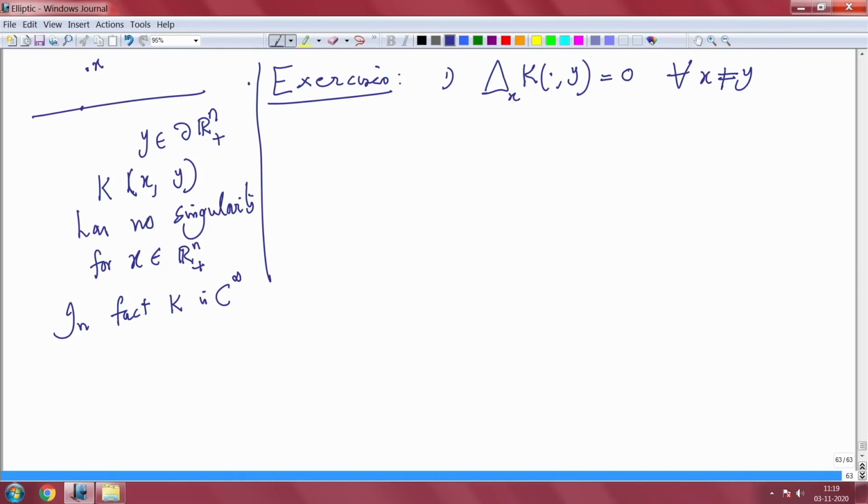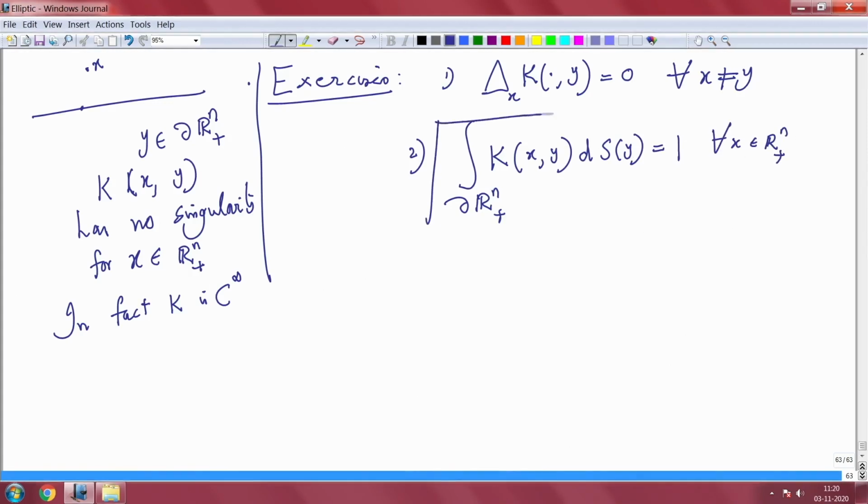Because k is coming exactly from the Green's function, and the Green's function is coming from the fundamental solution. The second thing which you may need to do some work on: if you integrate k(x, y) dS_y over the boundary of R^n plus, that is equal to 1 for all x. You see, it is very crucial to prove this. All these will be used.